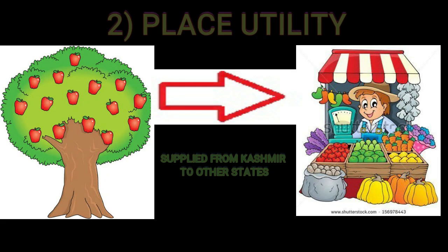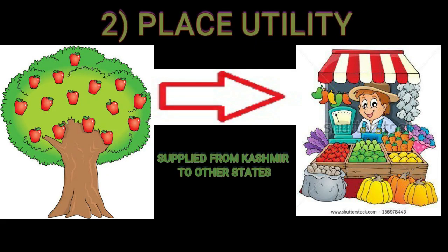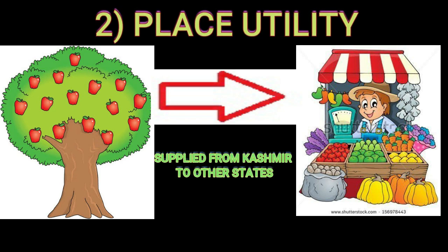The next one is place utility. In this case, we can say that goods or commodities can be transferred from one place to another place for place utility. You can take the example of apple. Apple is mainly produced in Kashmir, and they are supplied to various states where there is a demand for apple, and this was the place utility.